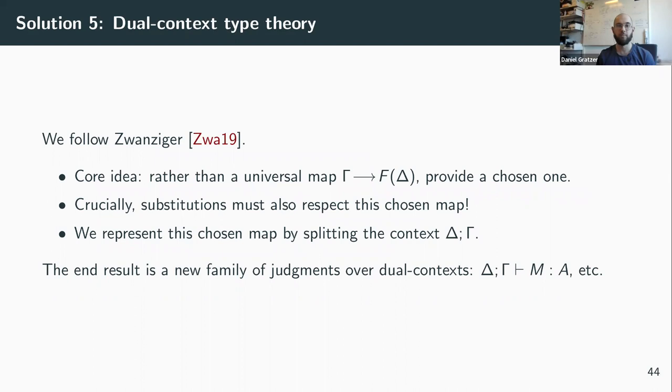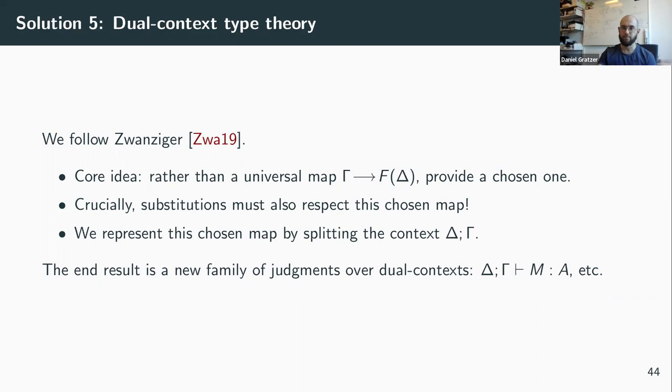We're following work here by Collins-Wanziger from 2019. And this unwinds the stack quite a bit. Instead of asking for a universal factorization like we did when we started talking about DRAT, we won't ask for a universal factorization, but we'll ask for a chosen one. Given a map into, we'll require that each context has a distinguished map into F gamma. And substitutions between contexts are required to respect this chosen map. We can represent it syntactically with this dual context semicolon here. This is meant to represent that gamma is some big family equipped with a canonical projection onto F delta. And we can then produce a whole new family of judgments which use these dual contexts and lay on top of the single context versions.